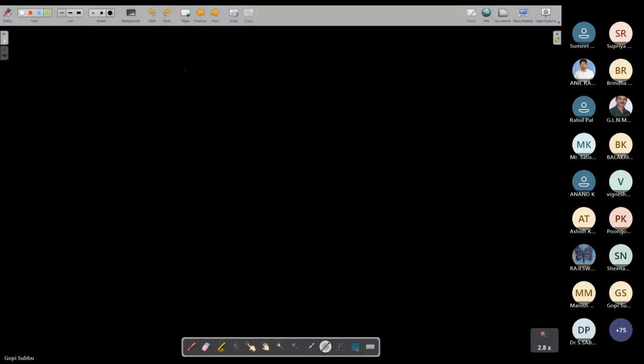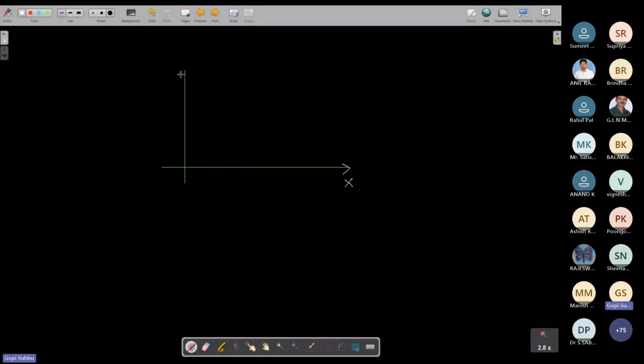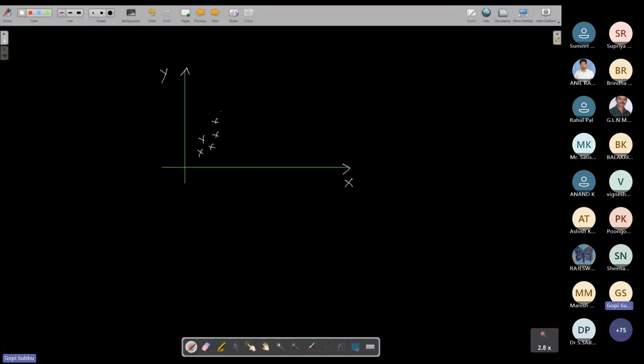Right. So you consider this. This is the 2D data what we are having here, right? We have here X and then Y, and these are all the data points. So here you can see that these are all the data points what we are having, correct?